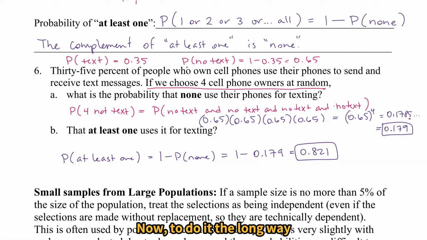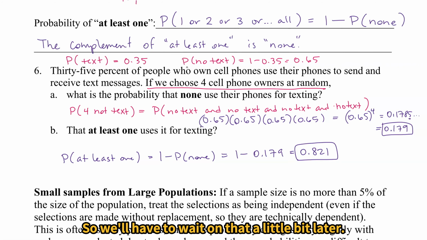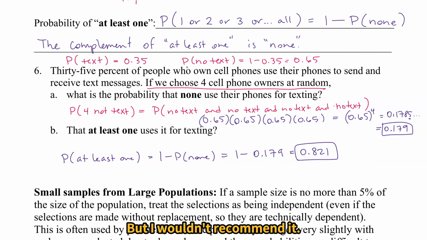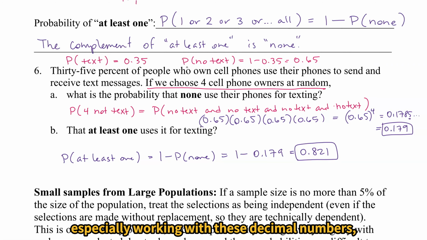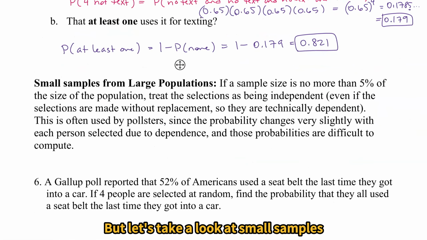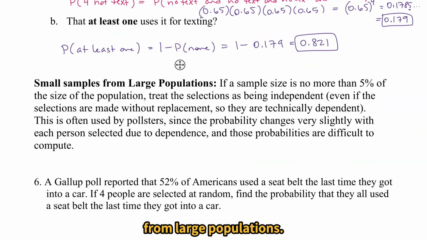Now, to do it the long way takes a lot more calculations and a little bit more technique than we've learned so far. So we'll have to wait on that a little bit later. But I wouldn't recommend it. Calculating lots of different cases together, and the calculations get messy, especially working with these decimal numbers. But let's take a look at small samples from large populations.